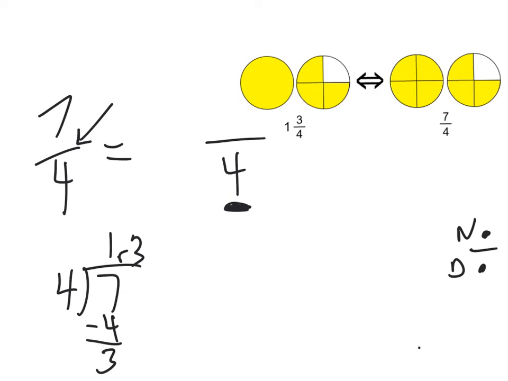So I always like to start with the numerator first. So when you work these, your numerator should be your remainder. So your remainder was 3, so I'm going to have 3 as my numerator. Now I need a whole number. Well, your whole number should be your quotient, or however many times it went in. Well, 4 went into 7 one time, so I'm going to write 1 out to the side, and now I have 1 3/4. 1 3/4 is equal to 7/4.